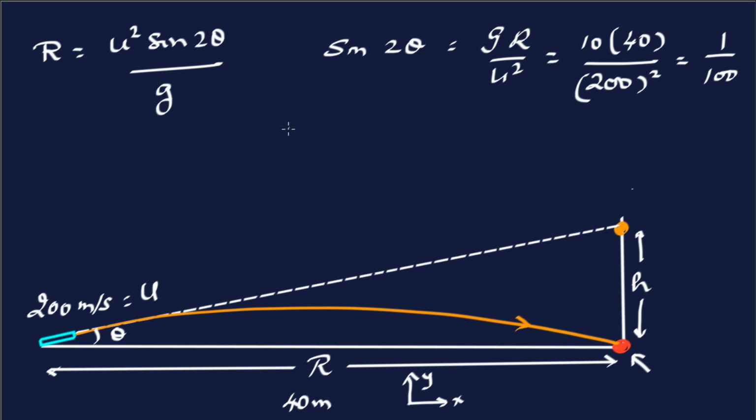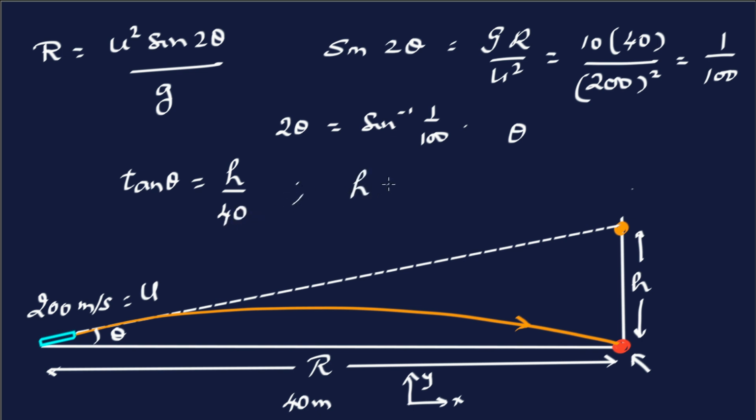So now all we have to do is use our calculator or sine tables to find out 2 theta. 2 theta is of course sine inverse 1 by 100. I'm going to leave that for you to find out. From this you can find out what theta is, and then from that you find tan theta, which is equal to h by 40. So the answer h is equal to 40 tan theta. So that takes care of this problem.